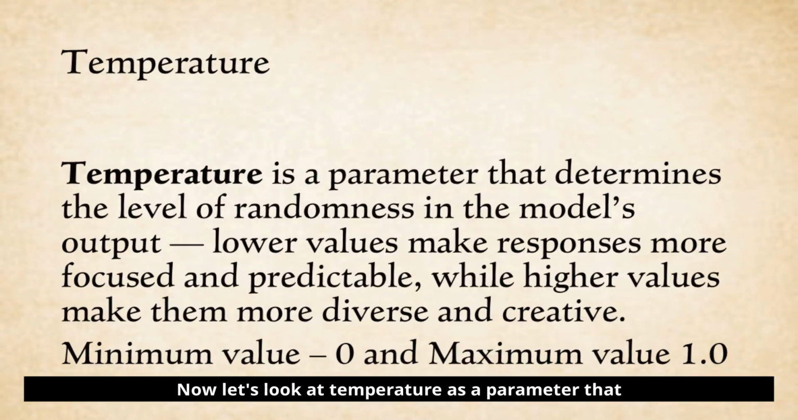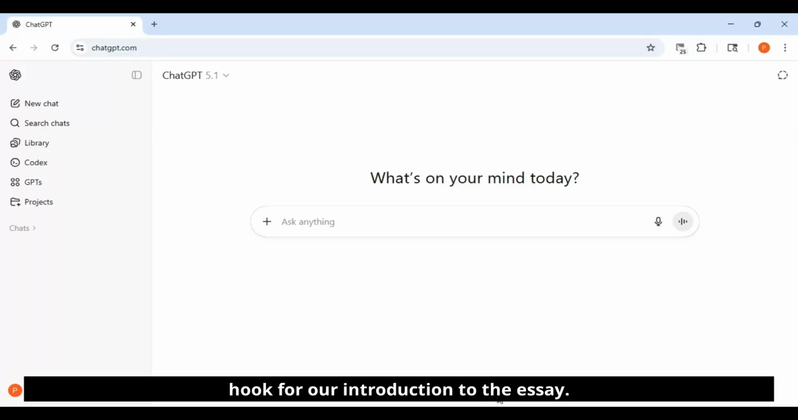Now let's look at temperature as a parameter that determines the level of randomness in the model's output texts. Lower values of temperature make the responses more focused and predictable, and higher values create more diverse, creative, and random output texts. Let's have a look at how setting the value of temperature helps us in creating an interesting hook for our introduction to the essay.